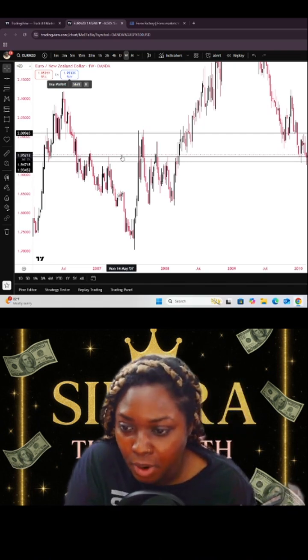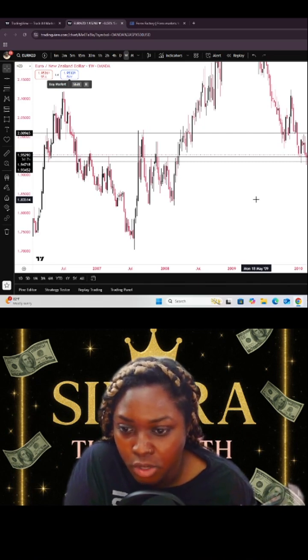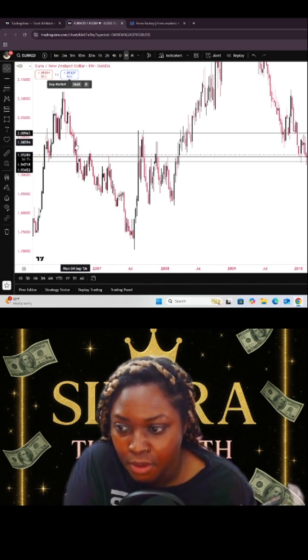I can tell that price is above this area, so I want to find another zone. And I see an order block here. Okay. This last up move before this down push.